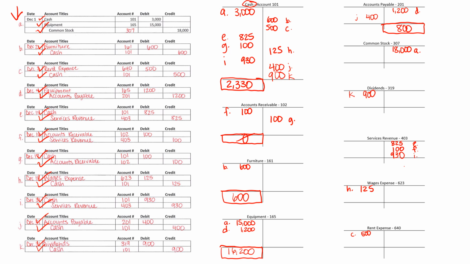Common stock has a normal credit balance, $18,000. Dividends have a normal debit balance, so that balance is $900. Service revenues have a normal credit balance. Add up all those revenues, and that would be for the month $1,855. Wages expenses have a normal debit balance, so the balance there is $125, and the same for rent expense, a balance of $500.